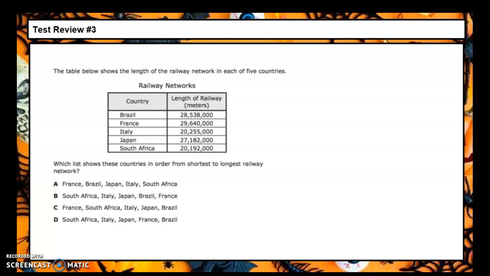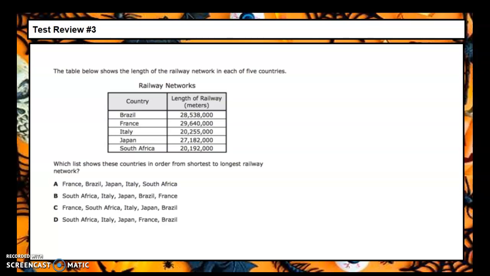Okay, number 3 for our test review says the table below shows the length of the railway network in each of the 5 countries. You have Brazil, France, Italy, Japan, and South Africa. And then next to each of those, you have the length of their railway. Which list shows these countries in order from shortest to longest railway network?